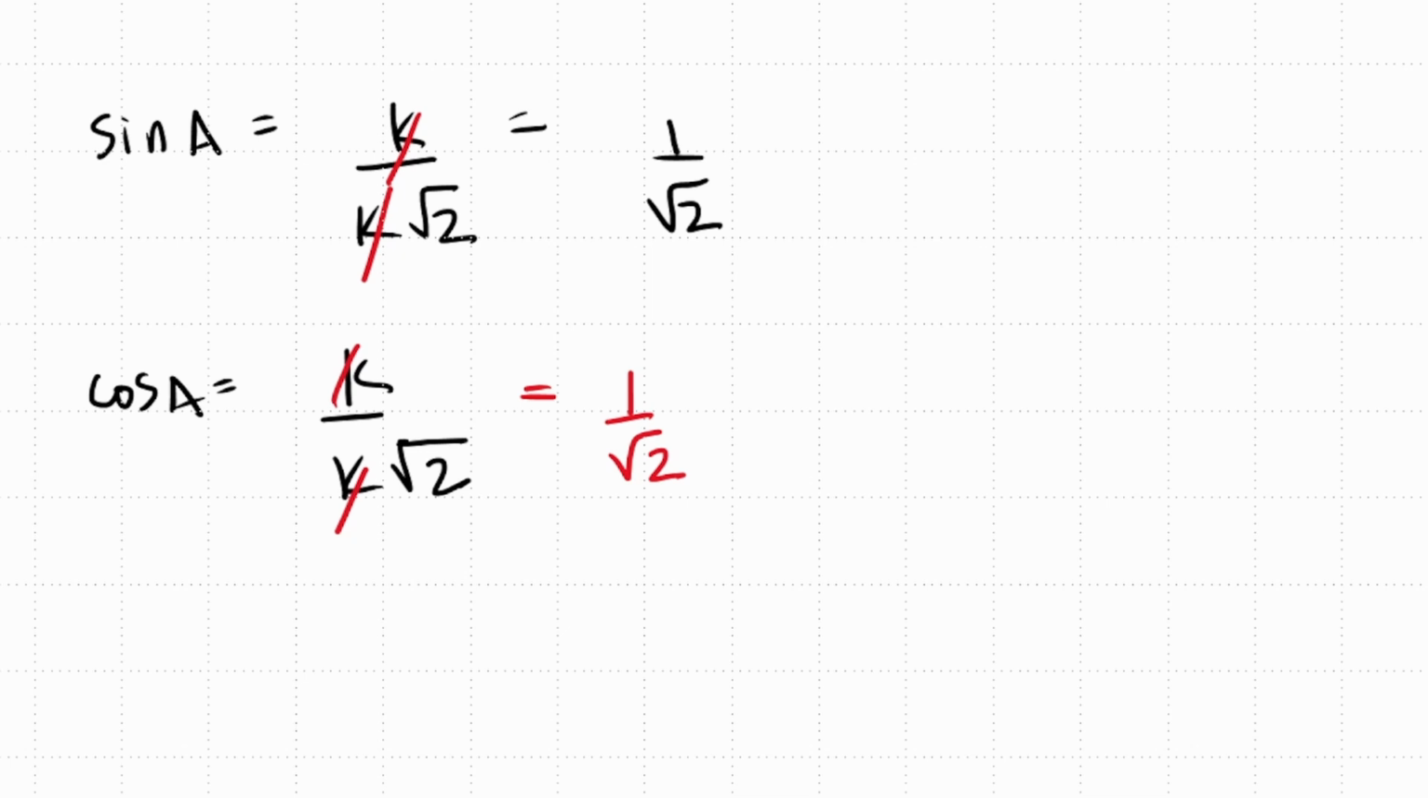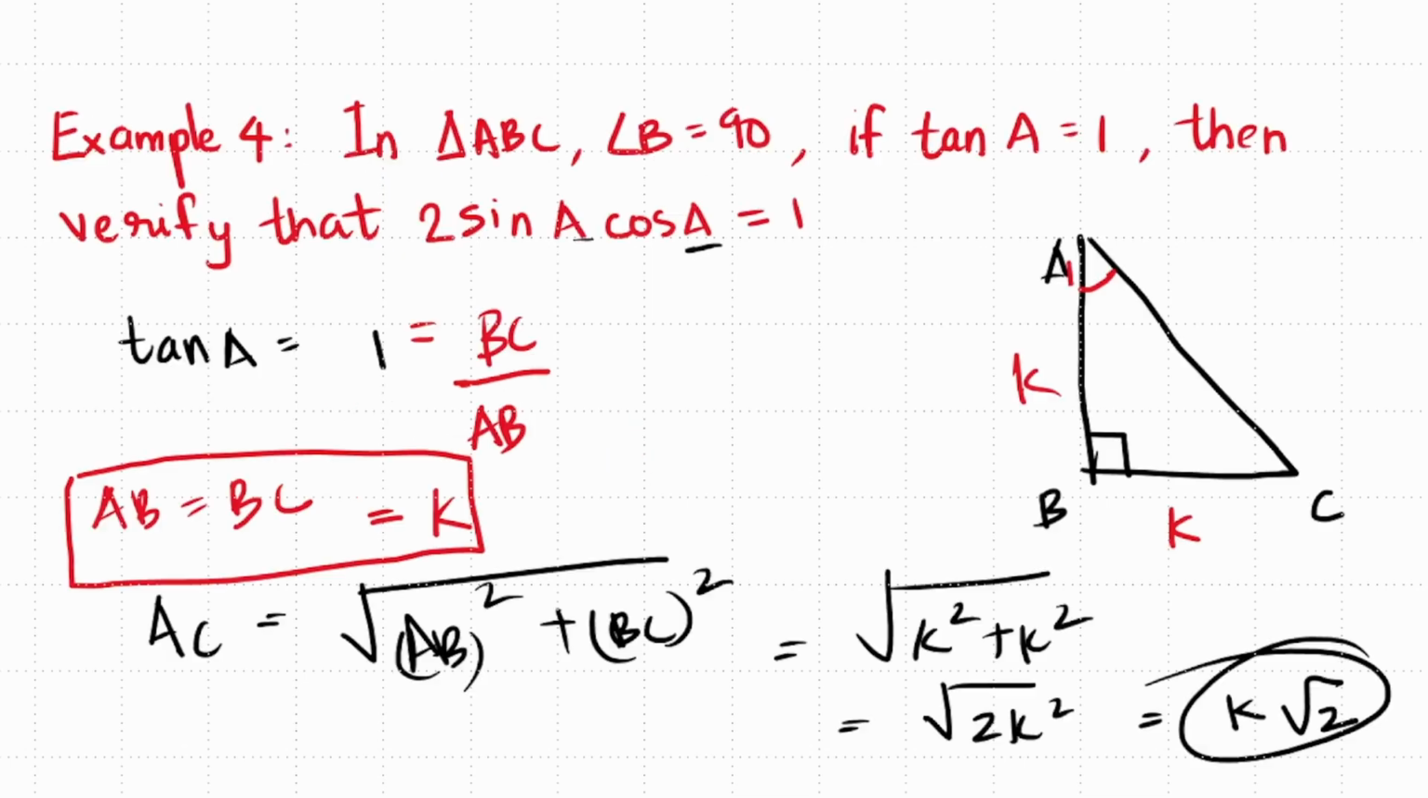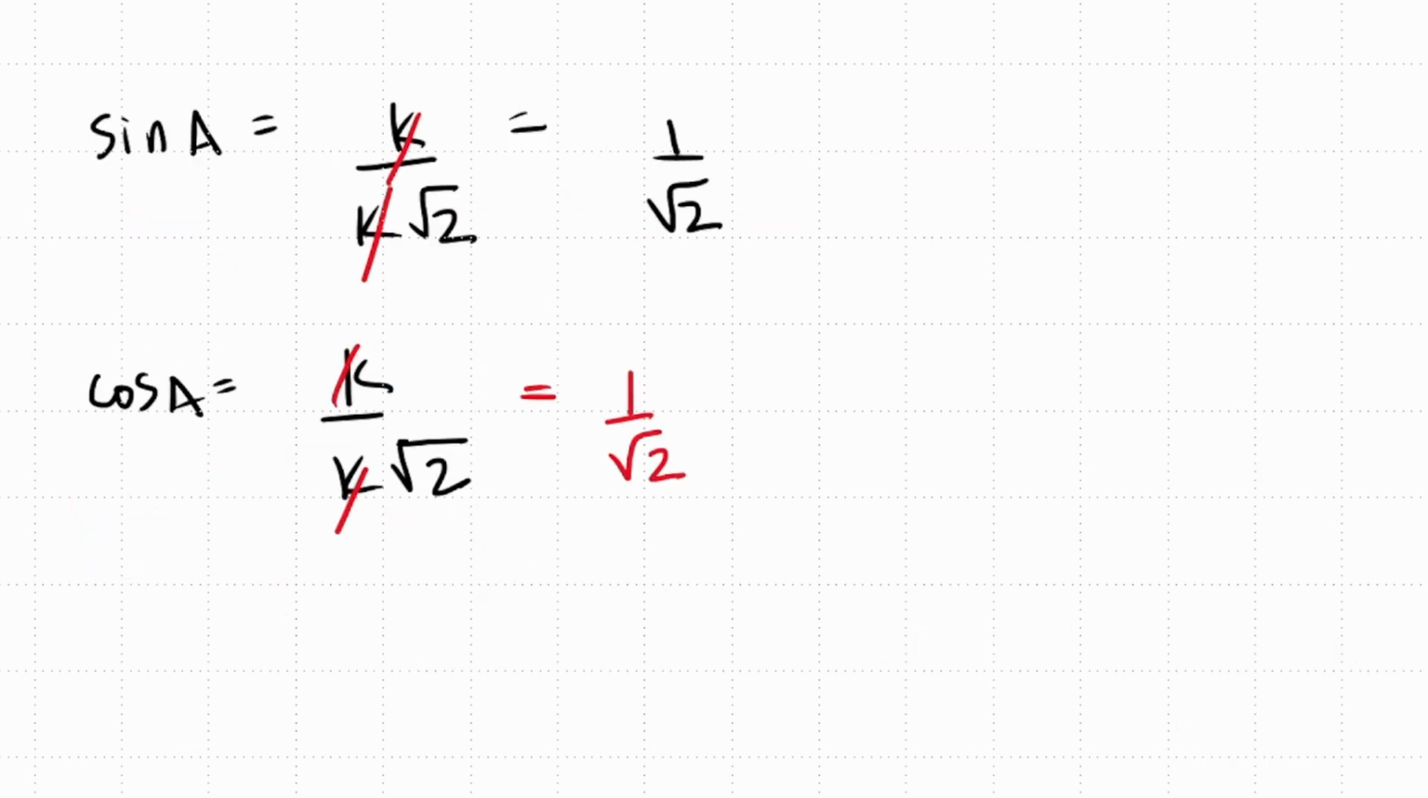In the question, they have asked us to verify that 2 sine A cos A equals 1. So we have to find the value of 2 sine A cos A.